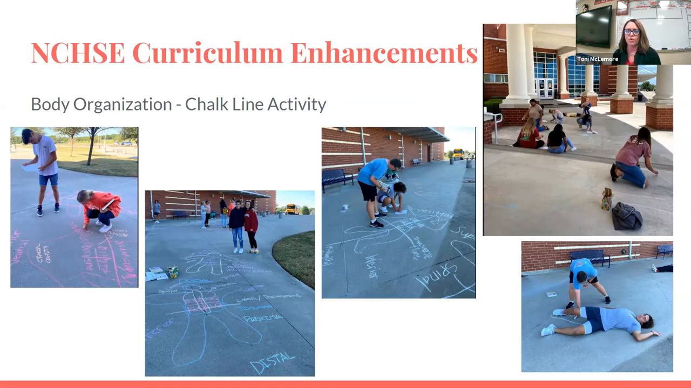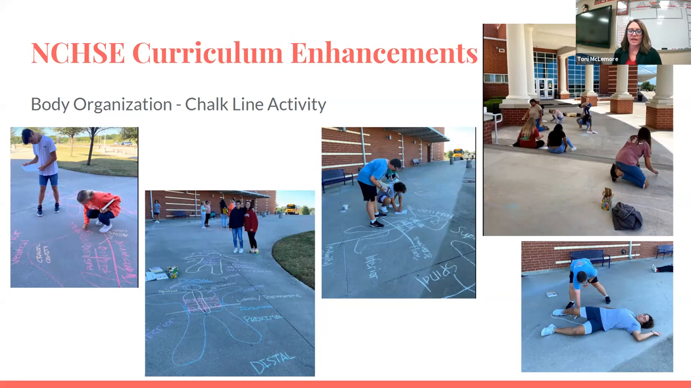So this is the one that we do at the very beginning of the year. On this, we go outside to different areas. We will take our sidewalk chalk, and I will partner them up. And one partner will lay down on the ground while the other one traces him or her. And then we'll do a front side and a back side. So both partners lay down on the ground and get traced. So we'll have an anterior side and a posterior side per team.